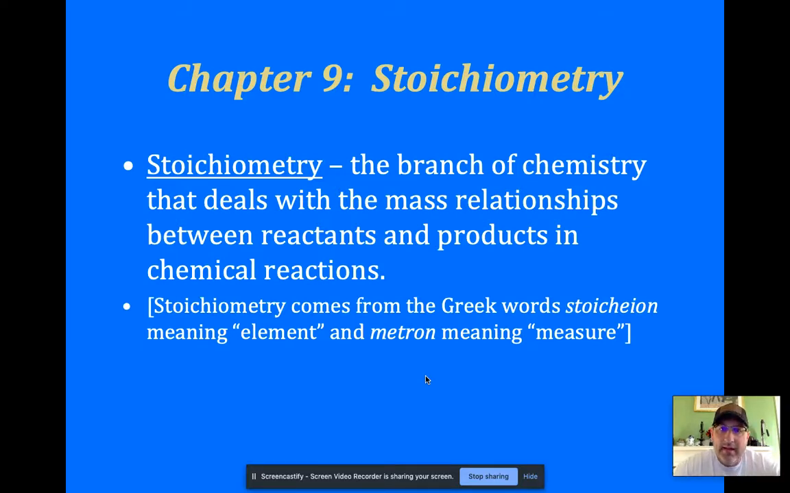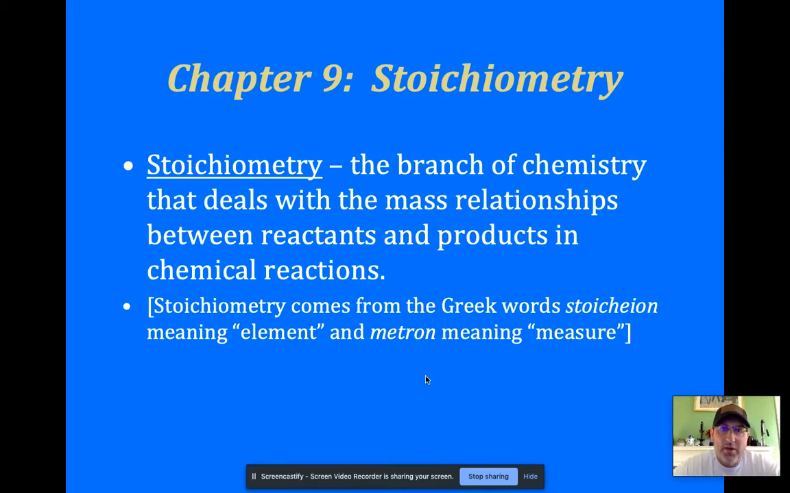Hello, everybody, and welcome to our last chapter of the year. This is chapter 9, stoichiometry. We're going to go through the first two sections of chapter 9, section 9.1 and 9.2, and we're going to go through and do some ideal stoichiometry problems, okay?